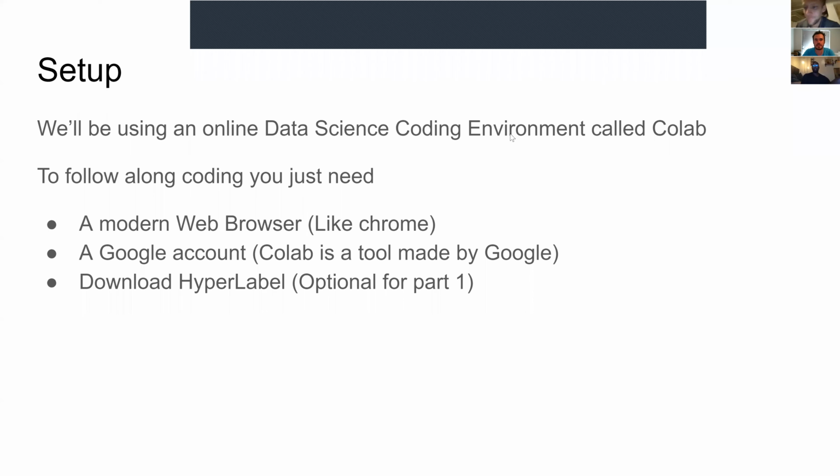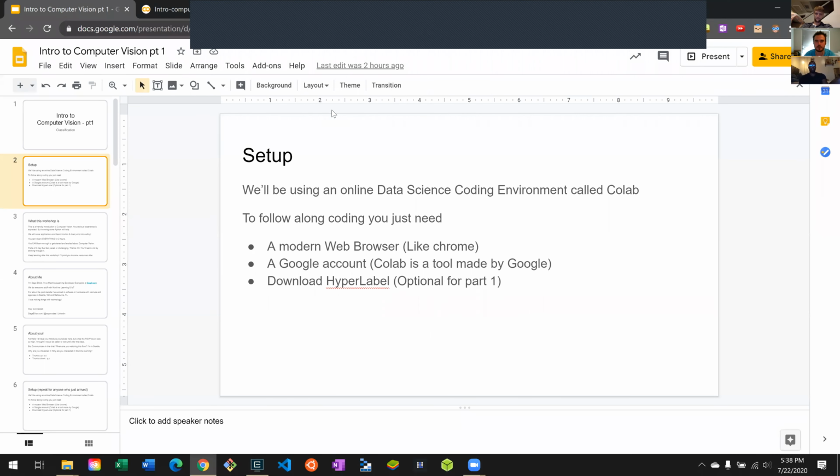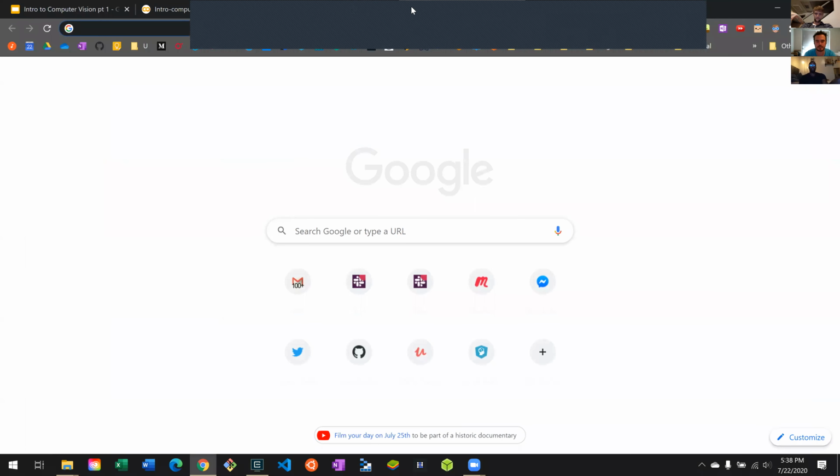Setup. We're going to be using an online data science coding environment called Google Colab tonight, so you don't really have to install anything. You just need a modern web browser and a Google account. Colab's made by Google, so you need an account to save stuff in there, and you'll want to save your own copy of it.